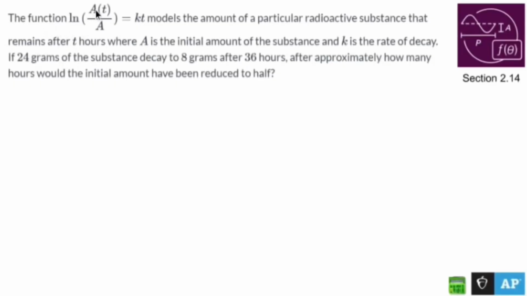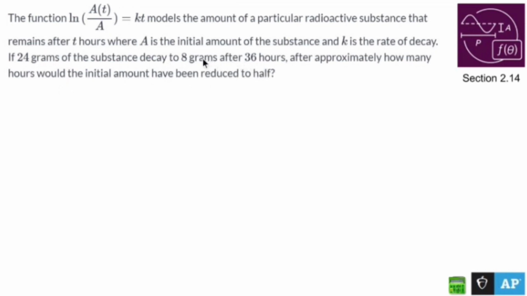The function ln of A of t over A equals kt models the amount of a particular radioactive substance that remains after t hours, where A is the initial amount of the substance, k is the rate of decay. And so A of t would be the total amount when all is said and done. If 24 grams of the substance decay to 8 grams after 36 hours, after approximately how many hours would the initial amount have been reduced to a half?